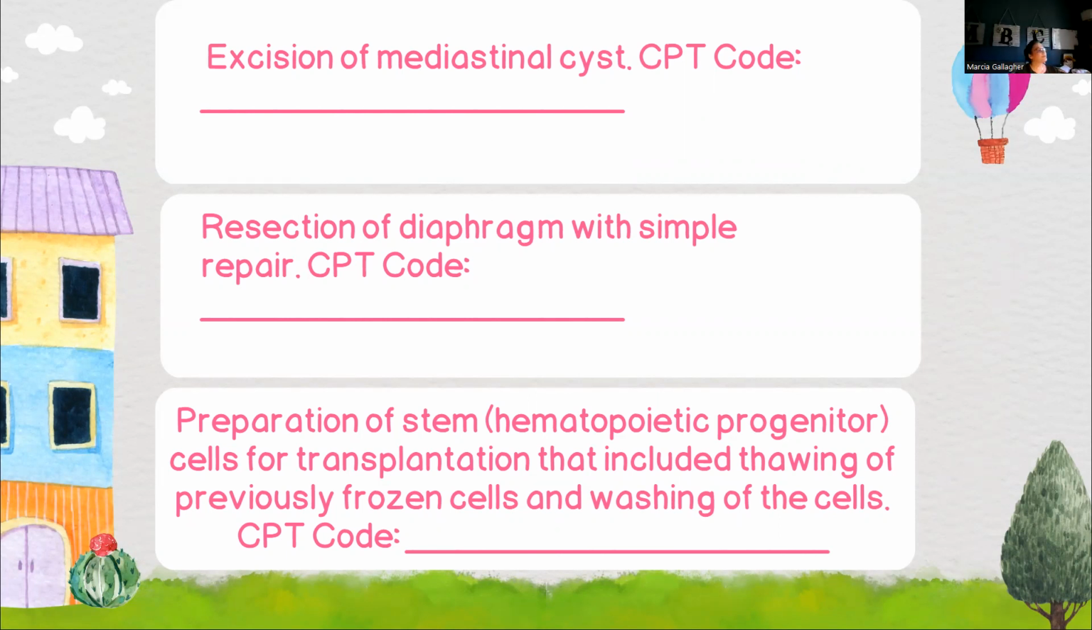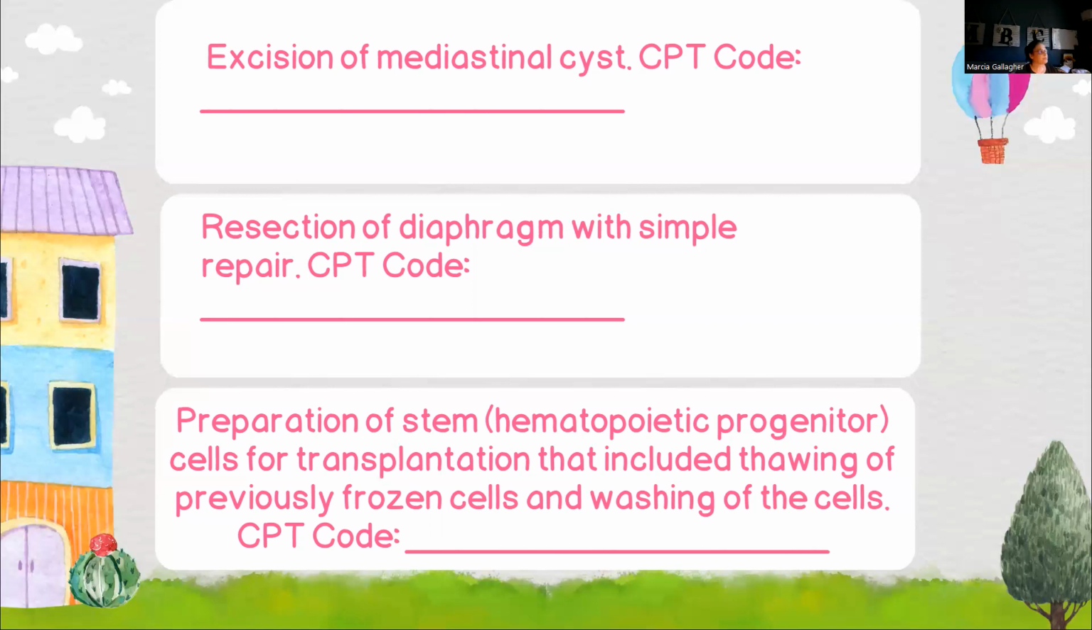Number 42 is the resection of a diaphragm with a simple repair. So this is how you would map that out. Your key term that you're going to look in the index for is resection. Then you're going to go to diaphragm on page 1220. Beside diaphragm, you're going to see two codes, 39560 and 39561. You need to go to your tabular and read your description. 39560 is the answer, and it's found on page 340.